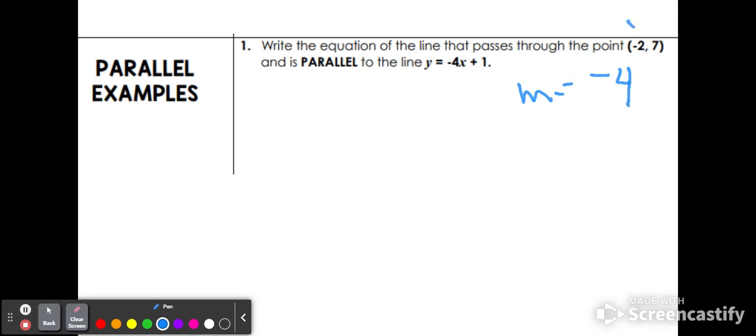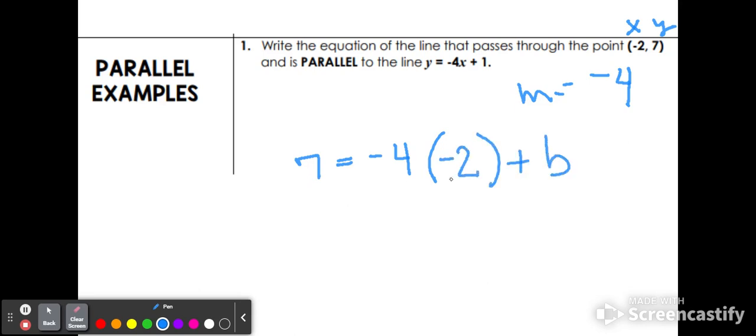They give us the point they want us to pass that equation through, so that'll serve as our x and y. So we will put that into our slope-intercept form. So y equals mx plus b. So we have a negative times a negative is +8. Subtract 8, we have -1. So our intercept is going to be -1.